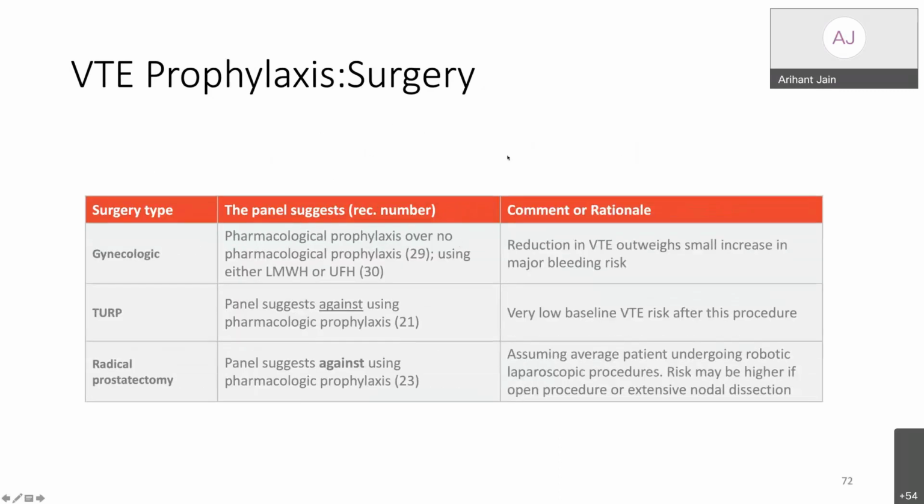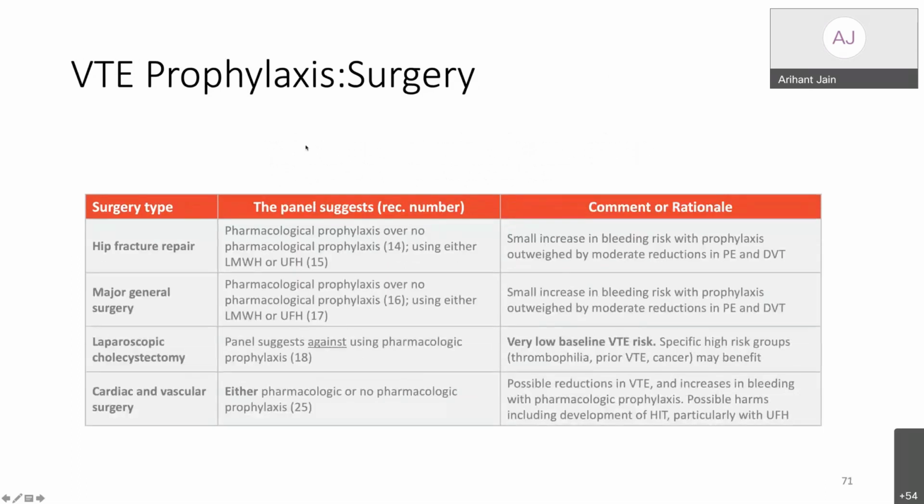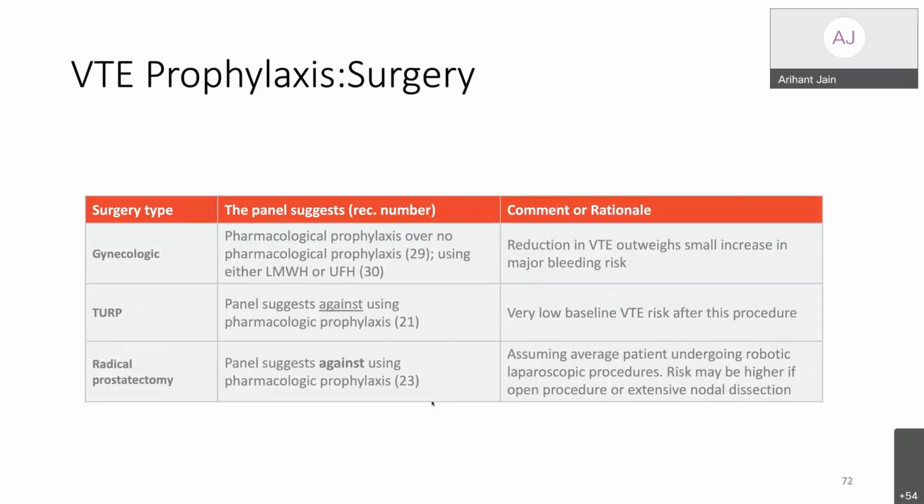So basically, these are the recommendations. For hip fracture, they say that it's always better to give DVT prophylaxis. Whenever there is a major surgery, you should give DVT prophylaxis. For lap chole, they say that you don't need DVT prophylaxis because the risk is very, very low. And again, for cardiovascular surgery, you have to individualize, but in most cases, you would end up giving a pharmacological DVT prophylaxis.